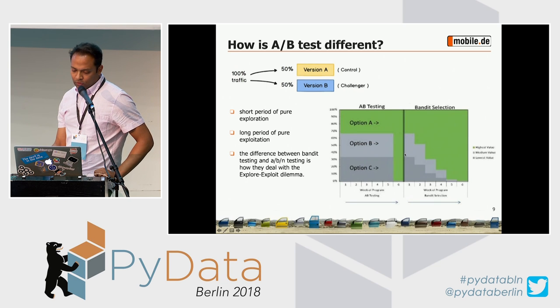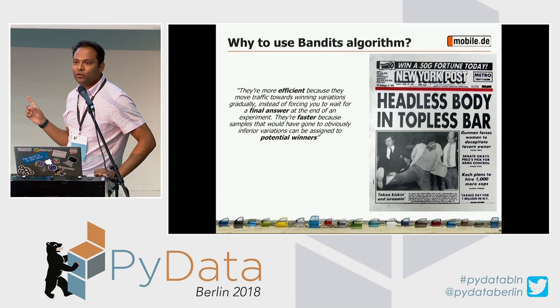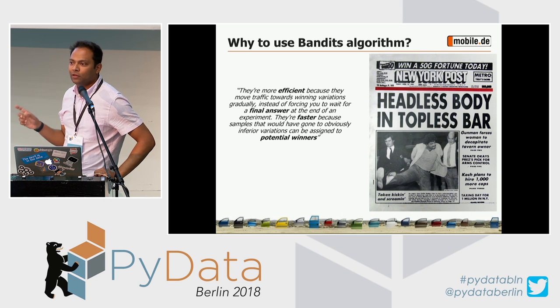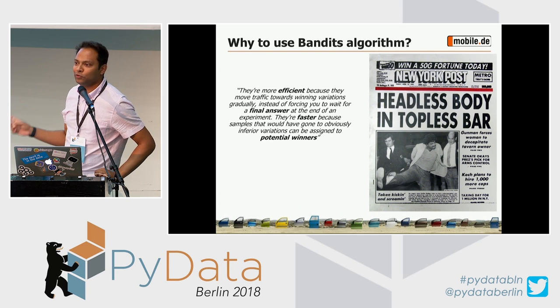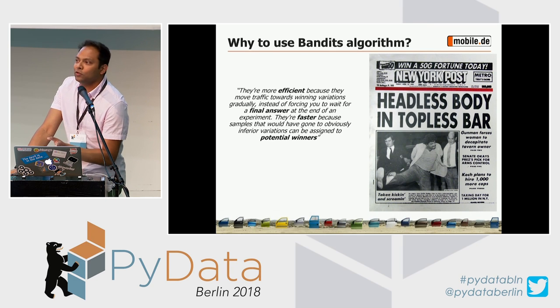Cool. So why use a bandit algorithm? Look at the right side. Just type this in Google. It's an article from the New York Post. You can see from the quality of the newspaper, there was some gang war and somebody got killed. The editor of the paper was having a dilemma about which title to put so that he has the maximum number of people buying his newspaper. So this was the one, and the second one was a murder victim in an adult entertainment club or something like that. This has nothing to do with reinforcement learning, but it has always been used as a classical example to validate your point.